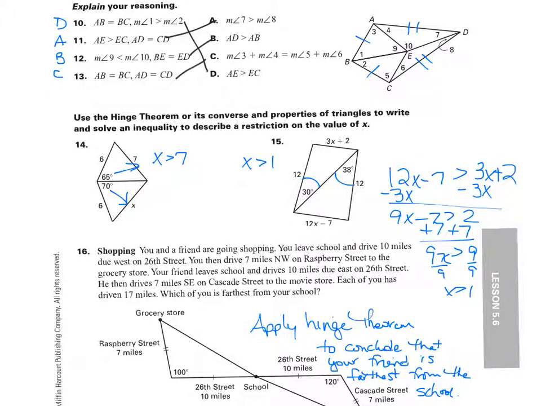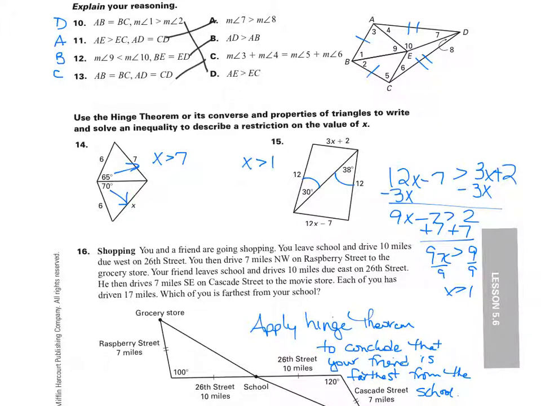All right, so now 14 and 15, you have to set up inequalities to solve. So for 14, you looked at the 65 and the 70. You saw that the 65 was the smaller angle, so that's why 7 was less than x, or x was greater than 7. 15, you had to work for it. The side lengths were actually expressions, so you had to set up your inequality. The 38 angle was larger, so that's why the 12x minus 7 was greater than 3x plus 12.